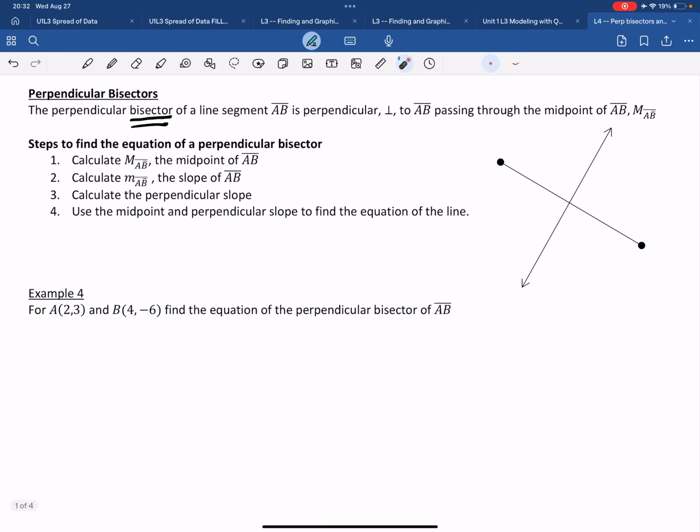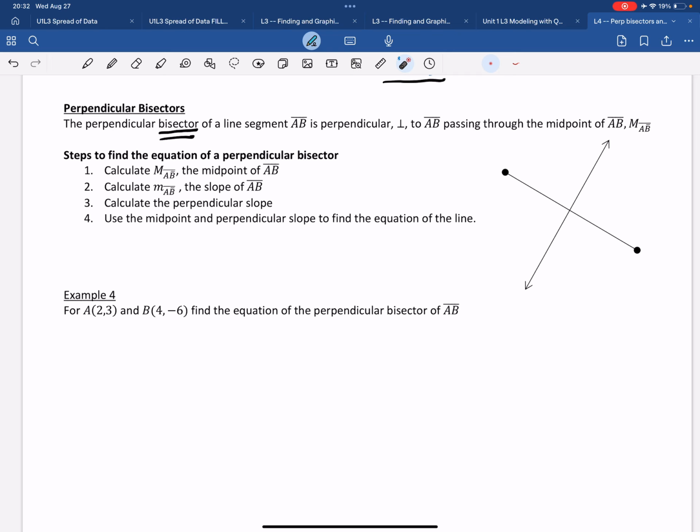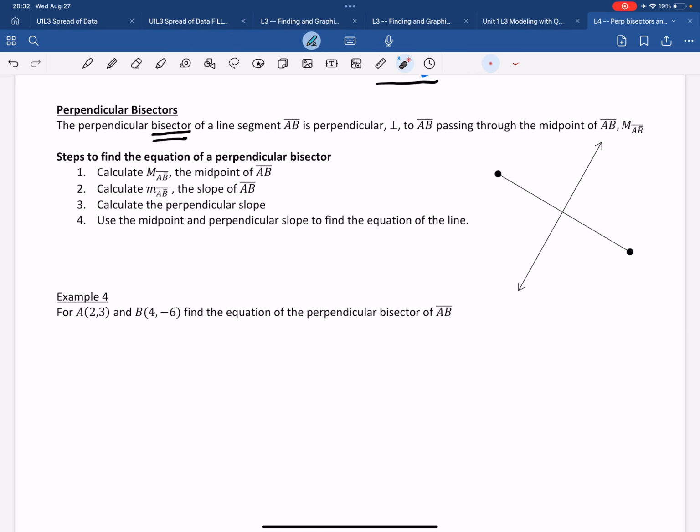Okay, so what we want to do is find the midpoint of AB, right? Find the slope of AB, calculate the perpendicular slope, right? So remember, this means the perpendicular slope.